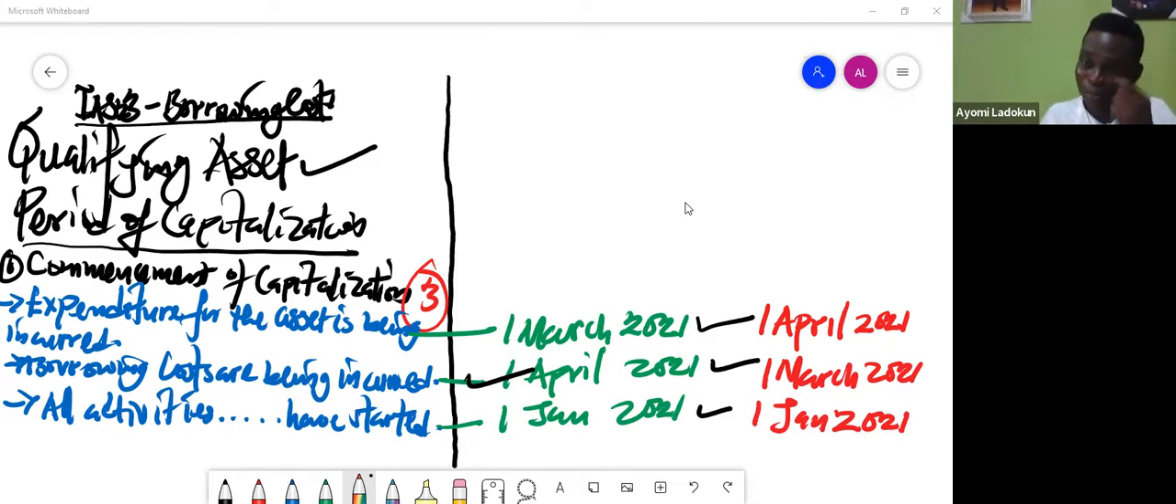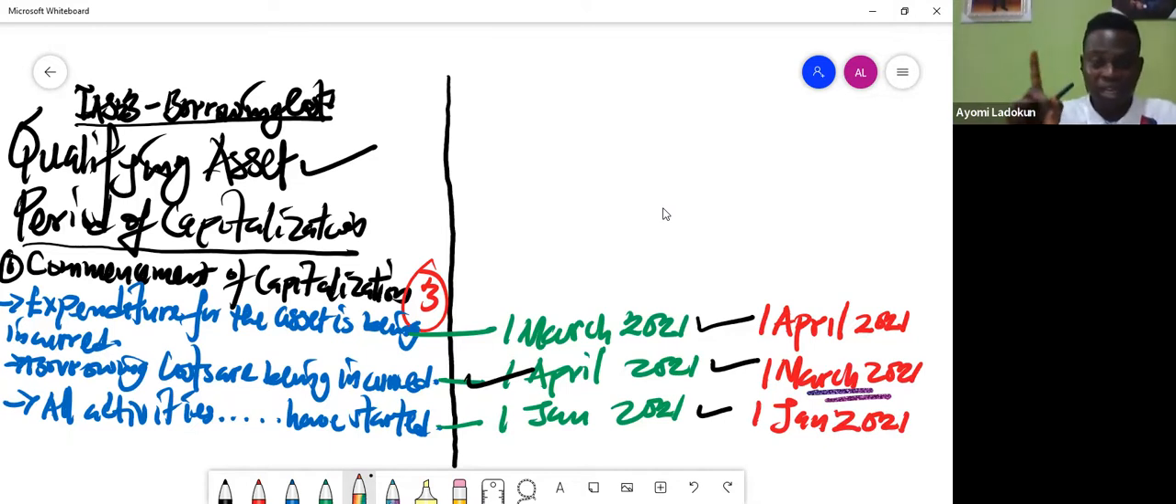So what is this principle saying? Let's find out. Borrowing cost was incurred. What does that mean? I went to the bank in March to borrow money. Did you see that? So when I borrow money in March, what does that mean? I'm already incurring interest. Okay? I'm already incurring interest.